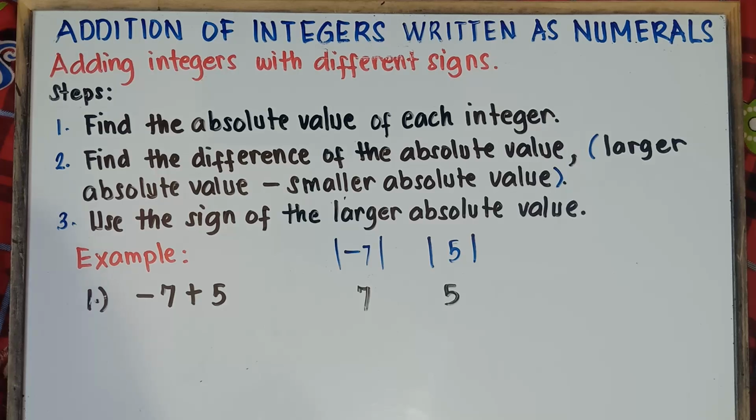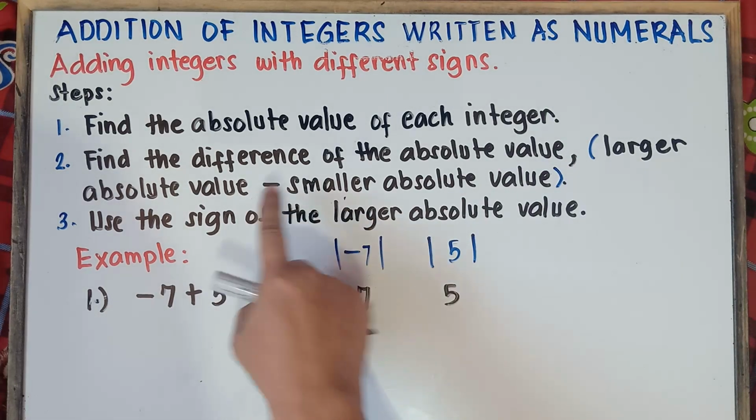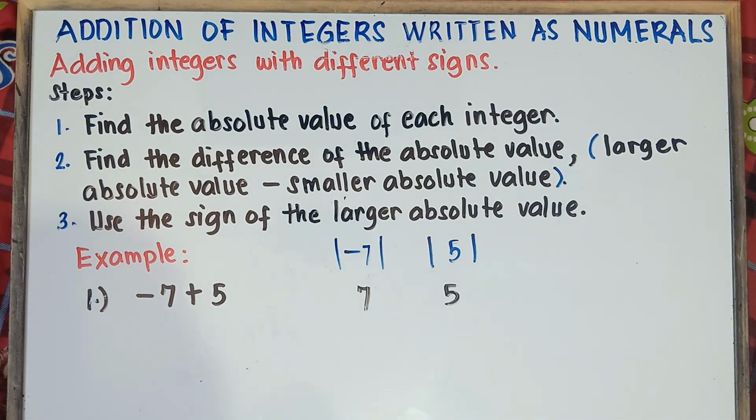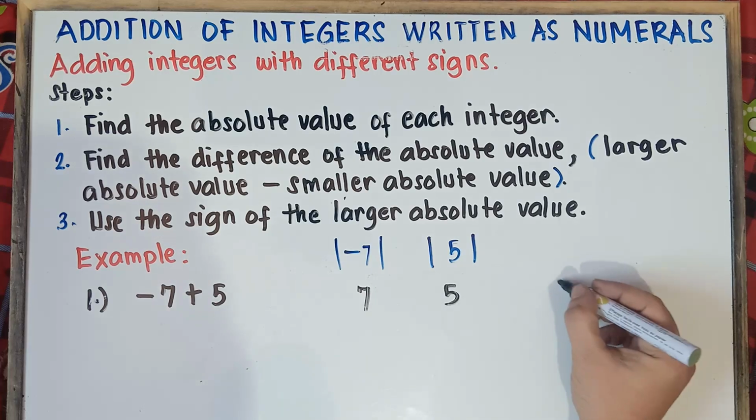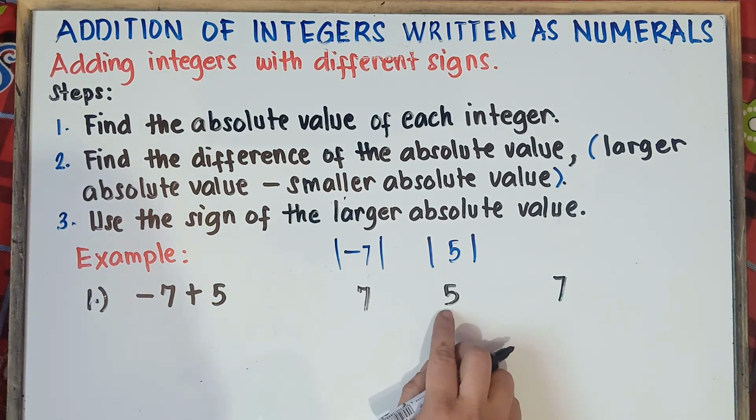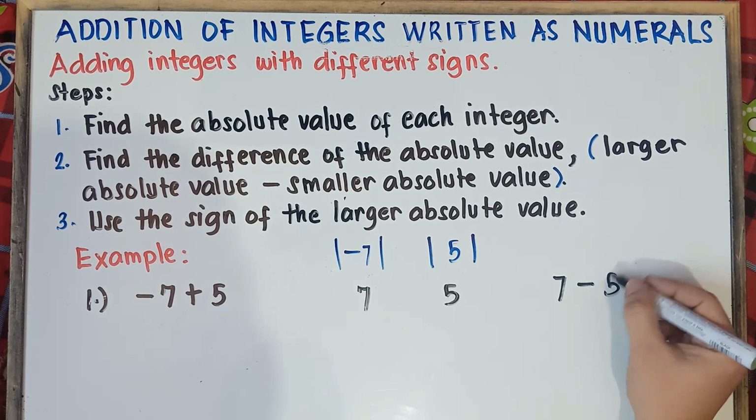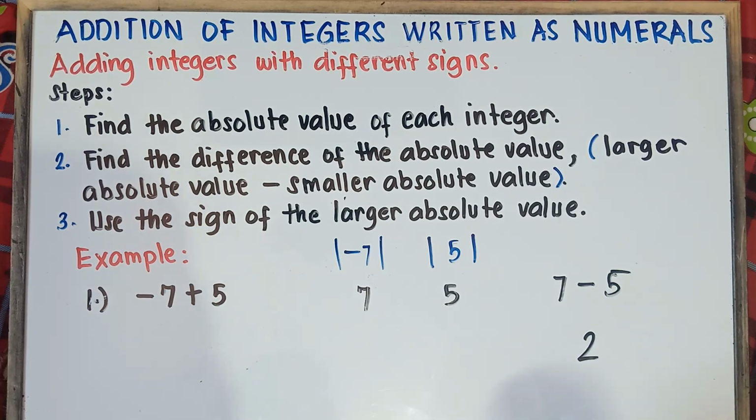Alright, and then step 2, find the difference of the absolute values. That would be the larger absolute value minus the smaller absolute value. So the larger absolute value, that is 7, minus the smaller absolute value, that is 5. So 7 minus 5, of course, the answer is 2, right?